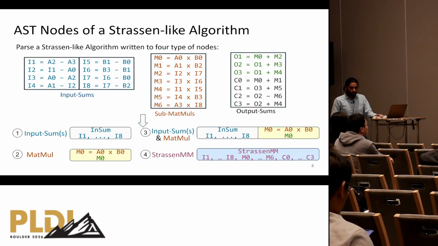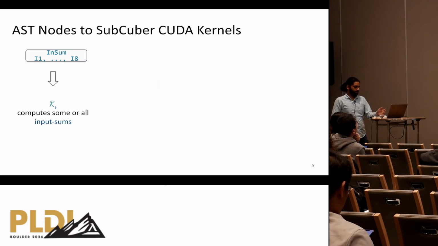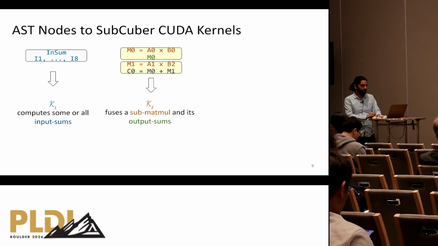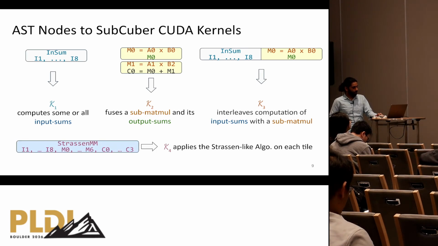Now each of these nodes maps to a different SubCuber kernel. One can compute an input sum, which is the K1 kernel. The other is we can compute a submatmul through the K2 kernel. And the next is a K3 kernel that computes both the input sum and the submatmul. And then there is a K4 kernel that computes the Strassen algorithm on each tile. So I'm going to talk about K3 and K4 because they are the most interesting.